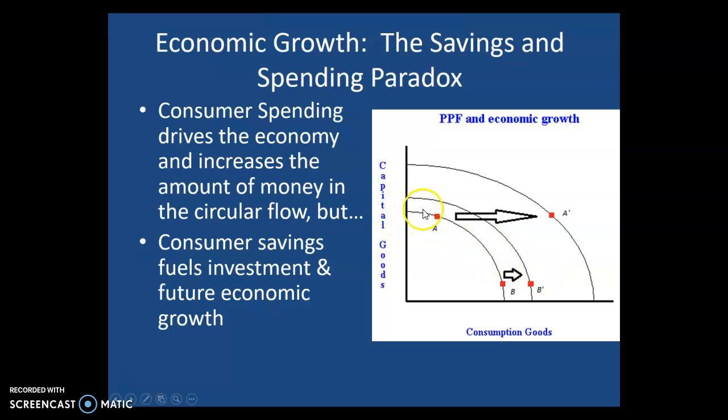And on this production possibilities curve, if we're spending all the money that we make on consumption goods, that is consumer goods, we'll grow, but we won't grow as quickly as if we spend the money on capital goods. That is, it will grow bigger if we can save our money, if we have savings, and then that savings will be used by businesses to purchase capital, and then you have quicker economic growth. That's the savings and spending paradox.